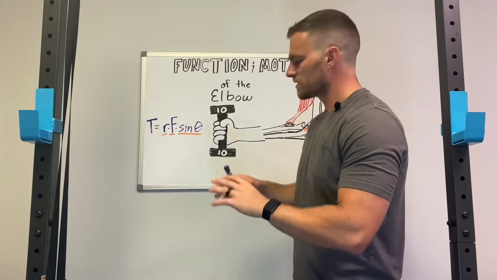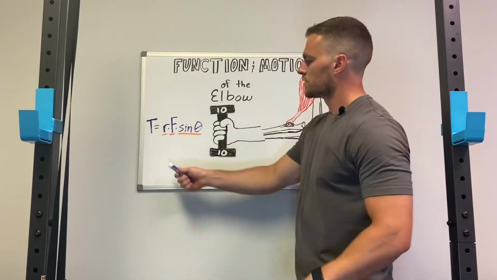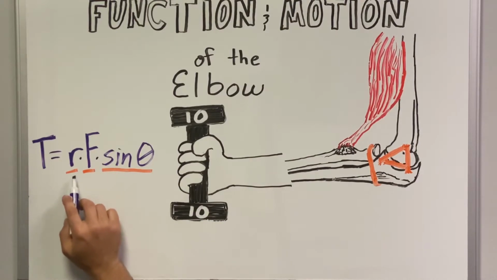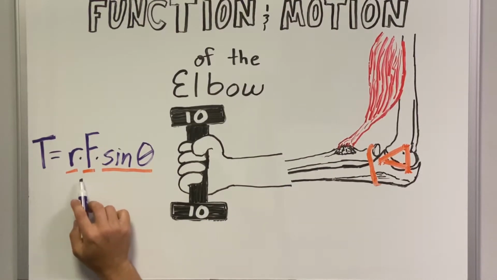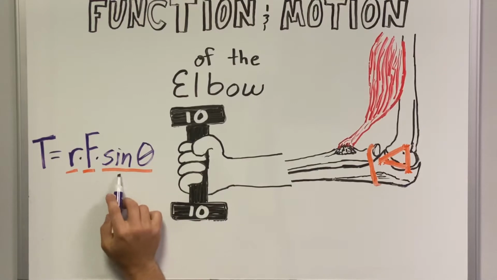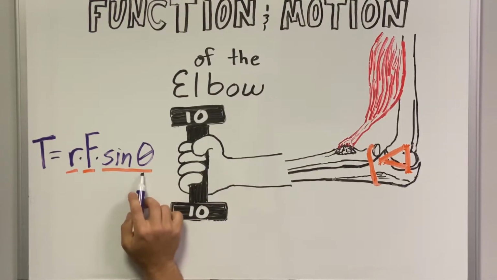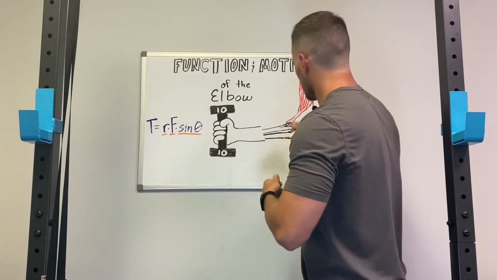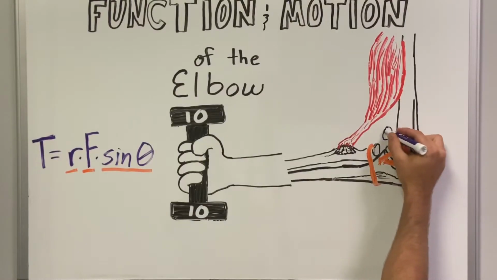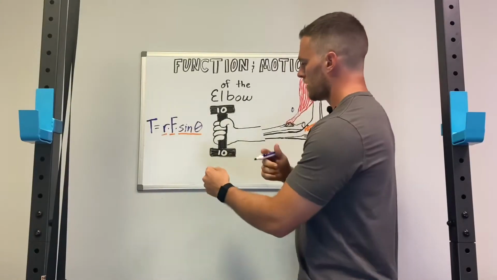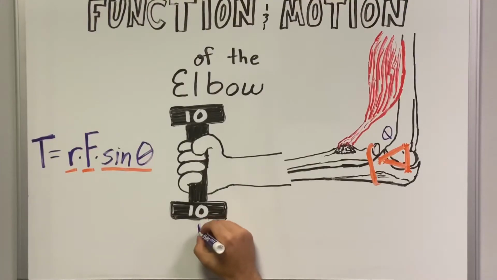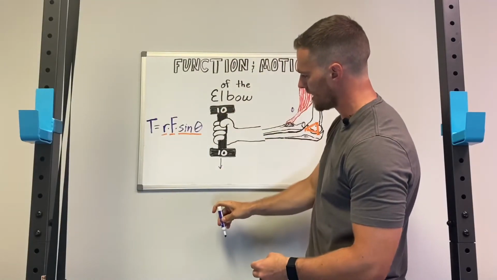Okay, so let's break this down and make this a little bit easier. So the torque equation is torque equals the radius, okay, times the force, that's the external force, times the sine of theta. Theta is going to be the angle of the elbow. Okay, so let's put theta right in here. That's the angle of the elbow. Force is going to be the implement. So right now we have a 10-pound dumbbell. That force is coming straight down, okay, because gravity's bringing that dumbbell straight down.